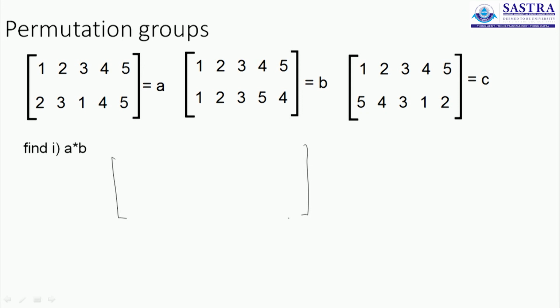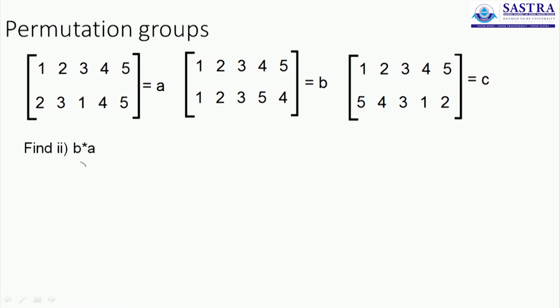A star B, once again we will just follow the images to get the answers. A star B is 1 to 2 and 2 to 2, 2 to 3 and 3 to 3, 3 to 1 and 1 to 1, 4 to 4 to 5, 5 to 5 to 4. This is going to be A star B. We'll go to the next one.